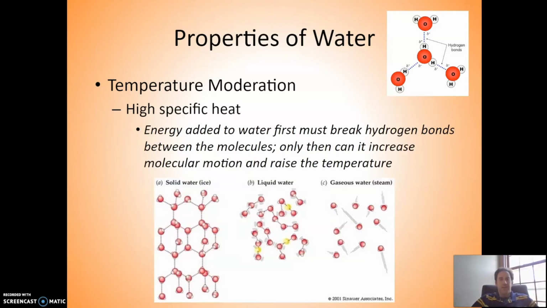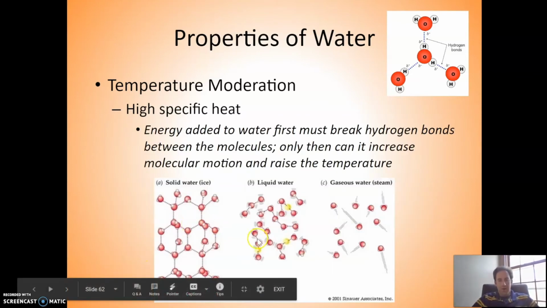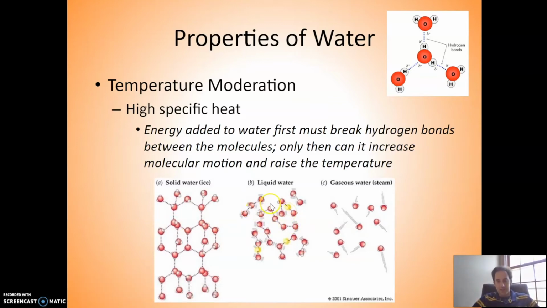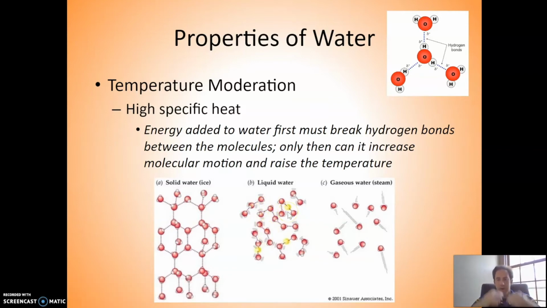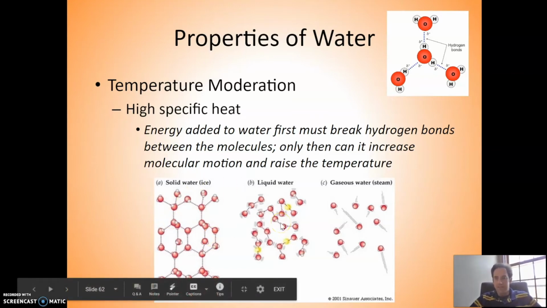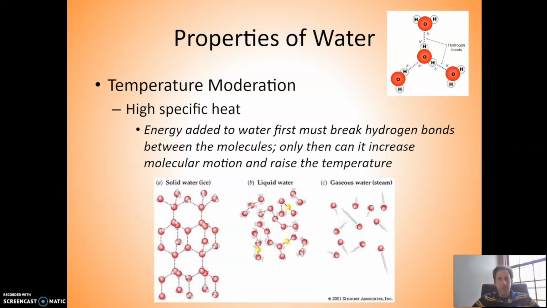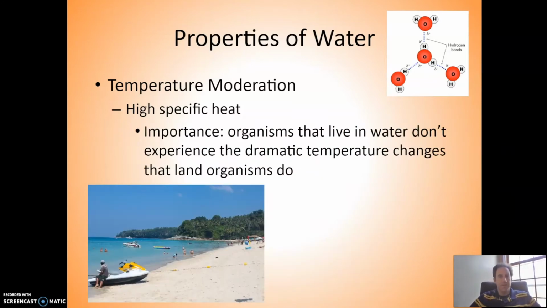The reason for this is that when you add heat energy to water, you have to first break the hydrogen bonds. To make the temperature of something go up, you've got to get those molecules to wiggle, right? But if there are hydrogen bonds holding them together, you have to first break those hydrogen bonds before they'll start to wiggle more. So it takes more energy than you might expect to heat up water because you have to deal with these hydrogen bonds continually causing those molecules to attract to one another. So water is unusual in that it has a very high specific heat.